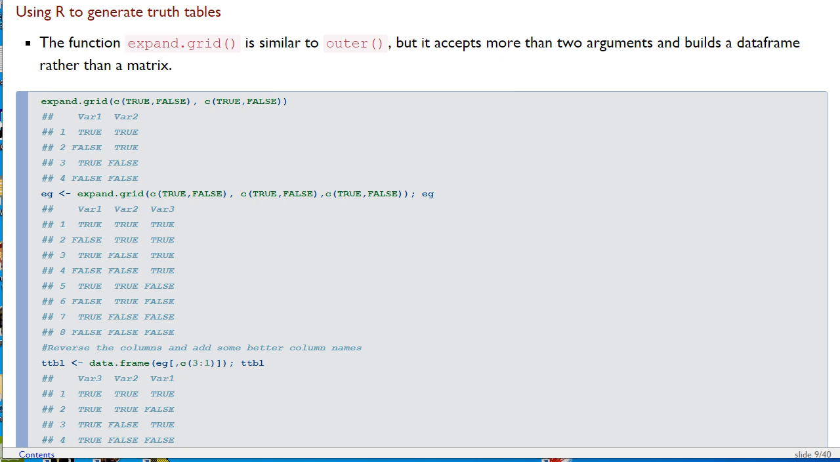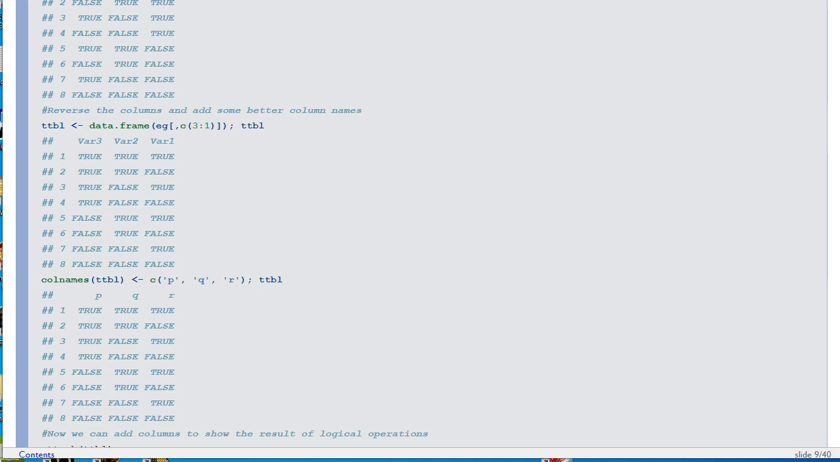And slightly annoyingly, it does this in a way that the first variable is the one that changes most rapidly. If I call this on 3 vectors true-false, which is something I couldn't easily have done with outer, then I get something that looks very much like the first 3 columns of my truth table. And now I can fix this up. I say, I'd really like to reverse the order of these columns, so I'm going to take the existing data frame, which I have stored in a variable named eg, and say, I want this, but I want to take 3 columns, 3, 2, and 1 in that order.